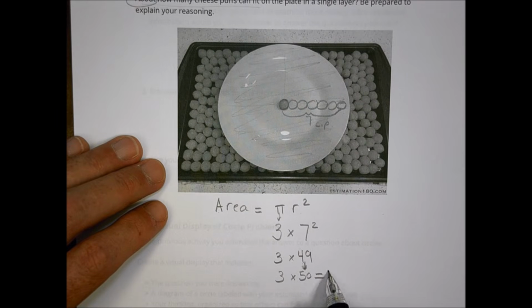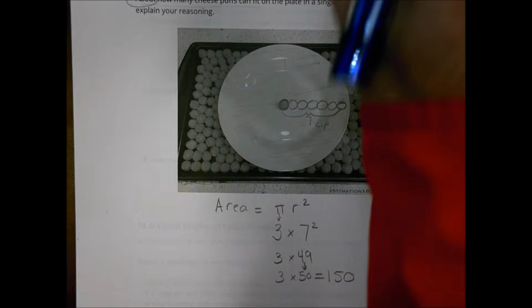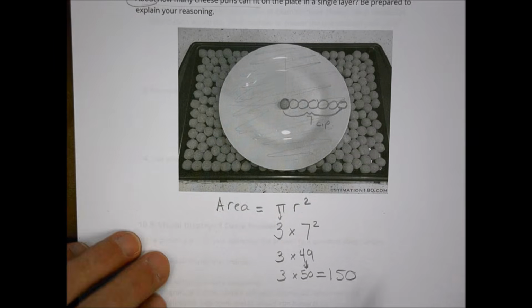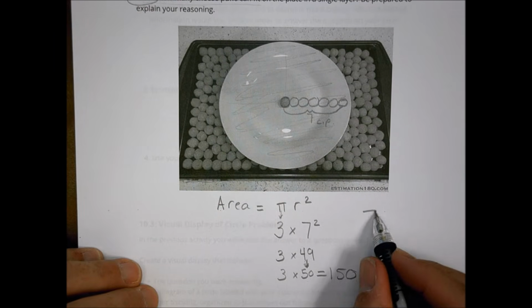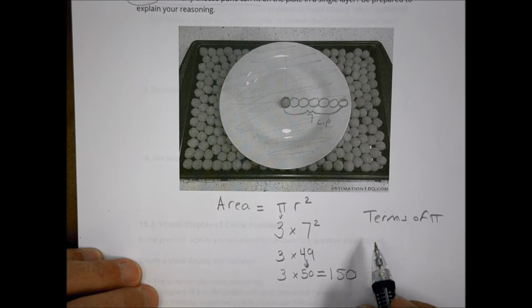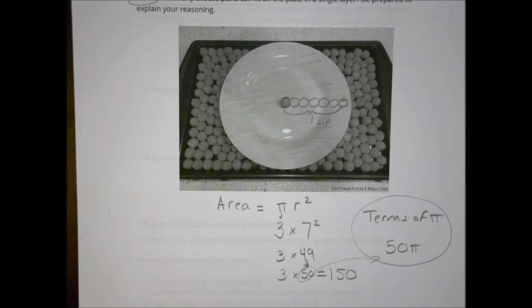That's okay. We could say we might be able to get about 150 cheese puffs on that plate if we were to do this activity for real. Okay, so kind of fun. If I was to answer this in terms of pi, I might say I would have 50 pi cheese puffs, using my 50 there. Again, another thing we learned from one of our previous lessons.